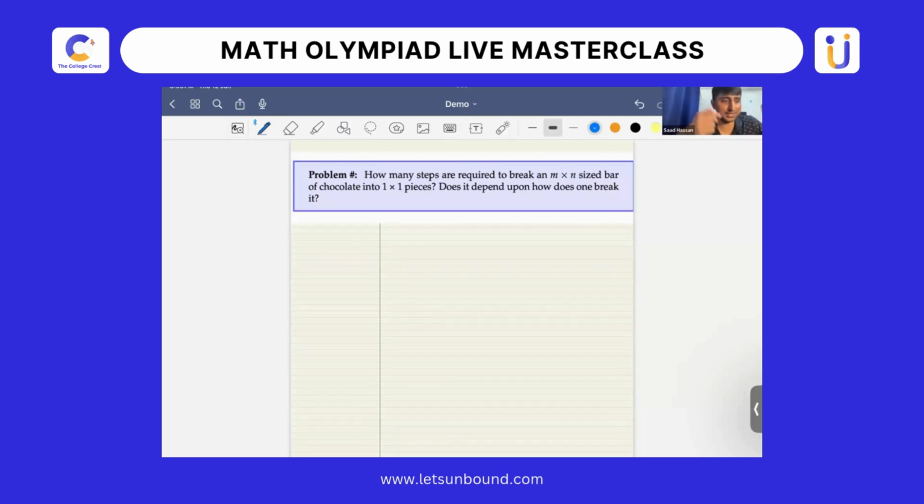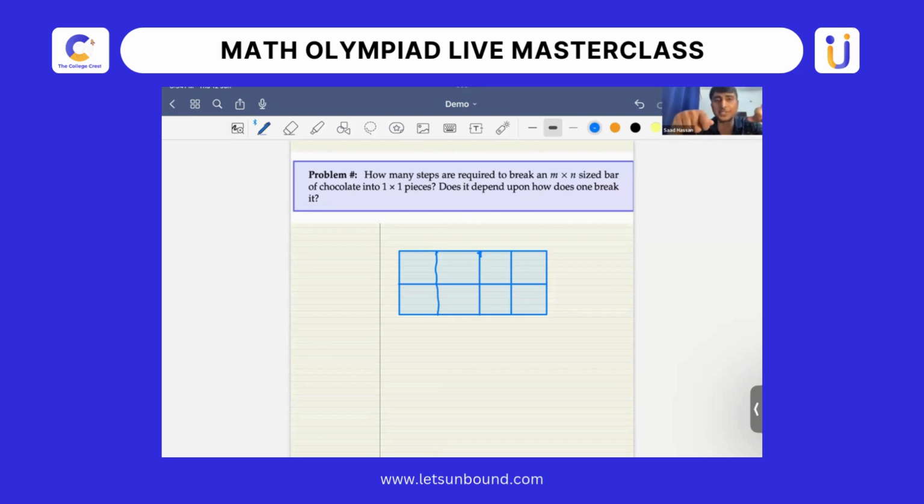So suppose that you have a chocolate and candy, or I don't know, not a candy really, something that can be further subdivided, something like that. And all these little squares are of the size 1 by 1. So how many steps does it require for you to be able to break it into chocolates of the size 1 by 1? And the question is, does it depend upon how you break it?